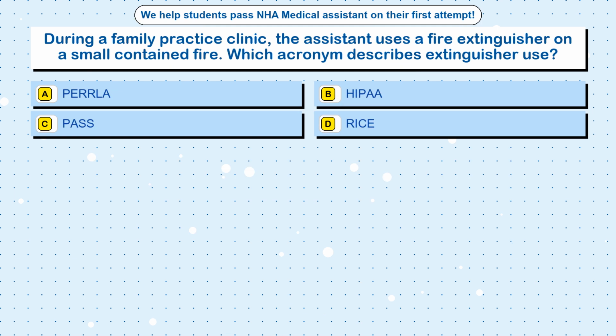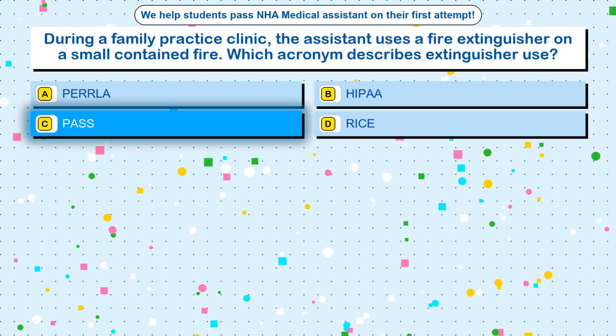Question 77. During a family practice clinic, the assistant uses a fire extinguisher on a small contained fire. Which acronym describes extinguisher use? Option A, PERLA. Option B, HIPAA. Option C, PASS. Option D, RICE. The correct answer is option C, PASS.